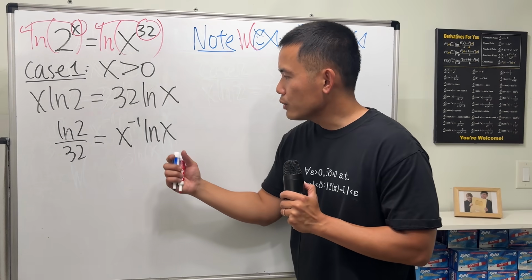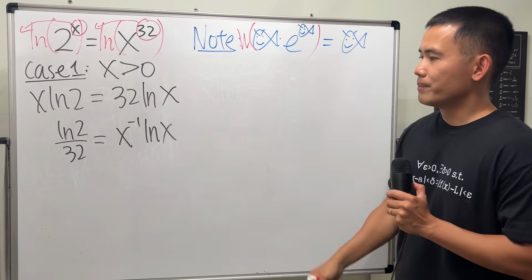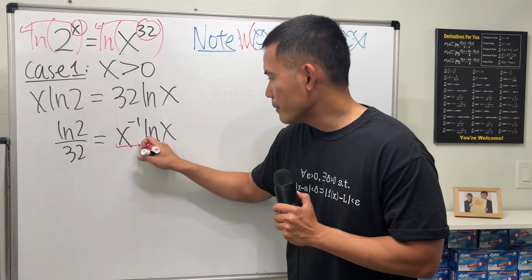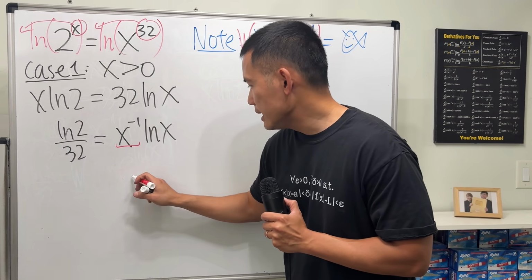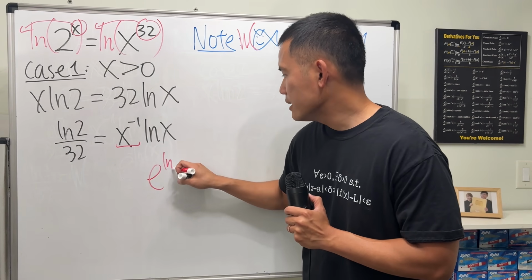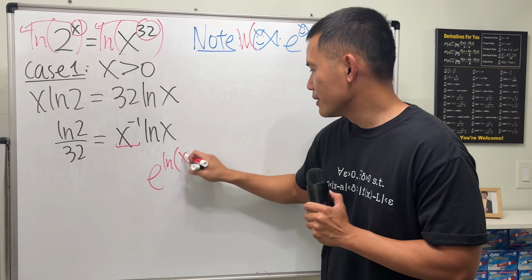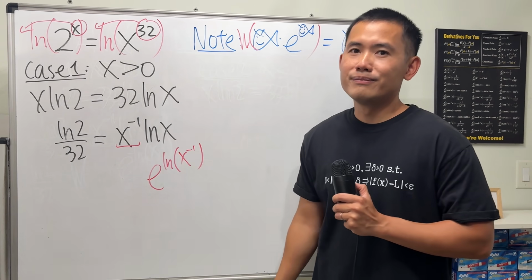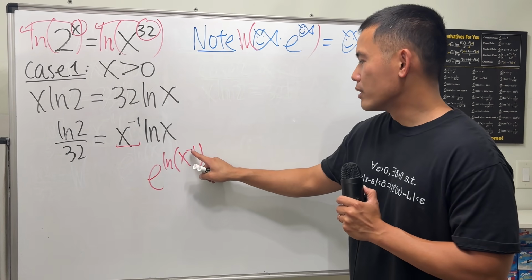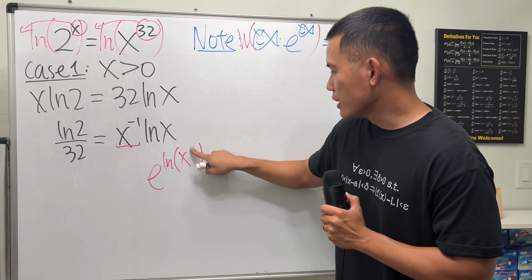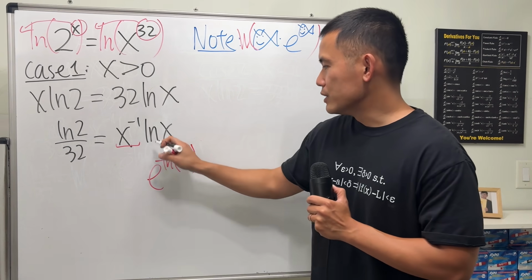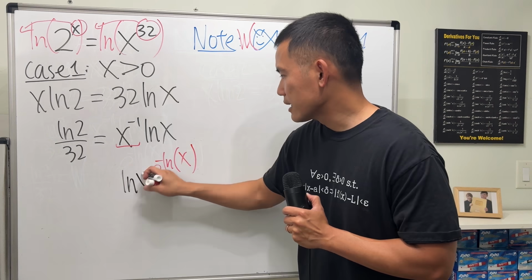Now, how do we put this into this form? Here, when we have x to a power, we can write it as e to the ln of this thing right here. Because e and ln cancel, this is the same as that. And of course, here we have a power. We can bring the power to the front. So let me just erase that and then put a negative right here. And then we still have this ln x like this.